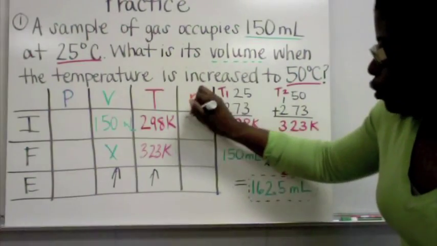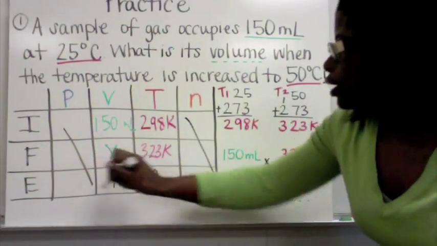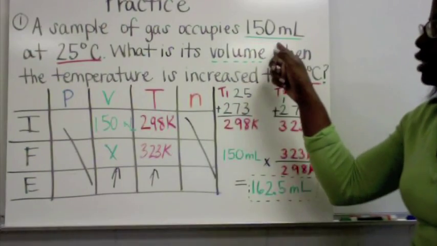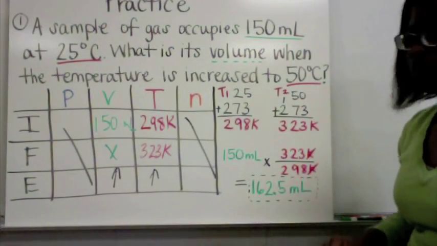What you could always do, because we don't need to do anything with pressure and the number of particles, is mark them out, and that way you know from the beginning you don't have to worry about them. This problem only talks about volume and temperature.